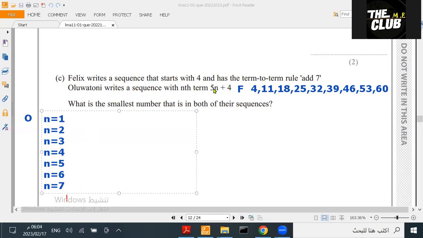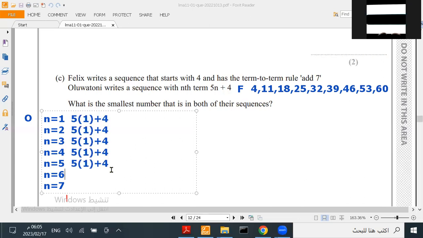n equals 1 means 5 multiplied by 1, plus 4. Same idea, let's do it here and change the numbers. Mister, how many nth terms are needed? Yes, you have to do it until you get one common number.